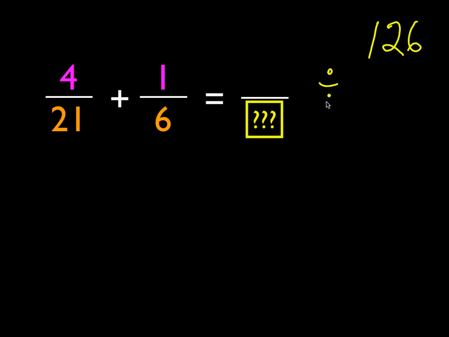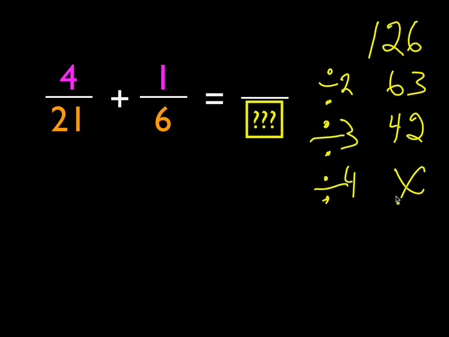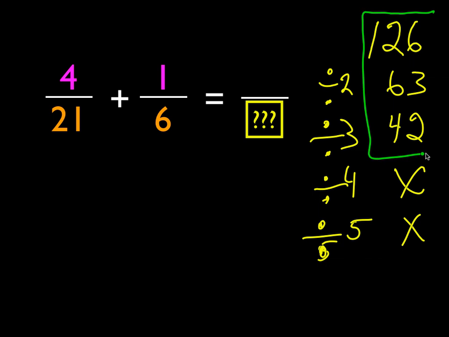But remember, the first thing we do is we divide it by 2, and then that ends up being 63 as a common denominator. Then we'll divide it by 3, and that will be 42, right? So 42 is 126 divided by 3, and then divided by 4, it doesn't work. You can't divide it by 4, and you can't divide it by 5. So our potential list of common denominators is 126, 63, or 42.